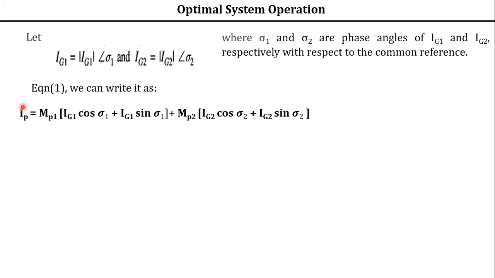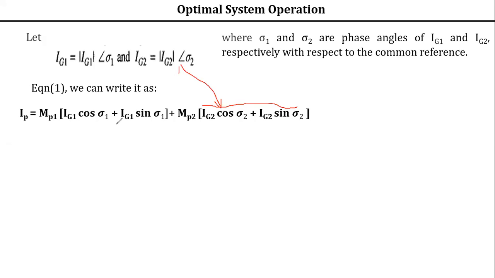Equation 1 is Ip is equal to mp1 into Ig1. What is Ig1 here? It is the magnitude of Ig1 at an angle of sigma 1. This one in rectangular form, how to write? Ig1 cos sigma 1 plus j Ig1 sin sigma 1. Is it clear? The same Ig1 in rectangular form, plus mp2 into Ig2. What is Ig2 in polar form? That one I am representing in rectangular form. So the whole thing is your Ig2: Ig2 cos sigma 2 plus j Ig2 sin sigma 2. Hope you understood from equation 1. Substituting this in rectangular form, you are going to get this.